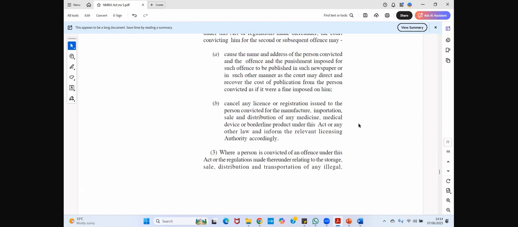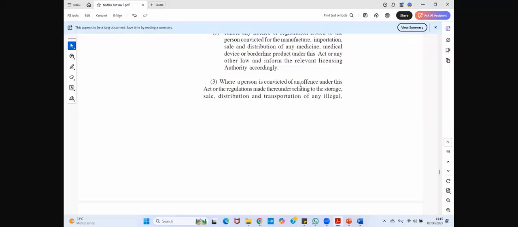The court, on conviction of the offense, may also cancel any license or registration issued to the person convicted for the manufacture, importation, sale, or distribution of any medicine, medical device, or borderline product under this act or any other law, and inform the relevant licensing authority accordingly.